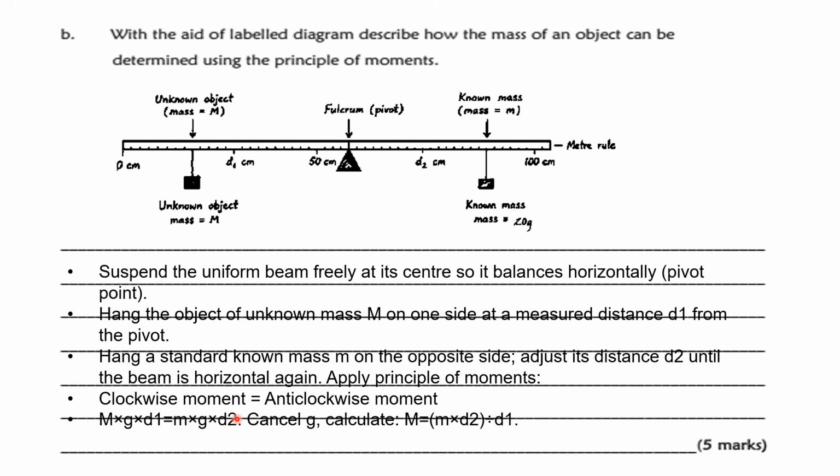So we divide both sides of the equation by d1. This must give us the final equation: the unknown mass is equal to the known mass multiplied by d2 divided by d1.